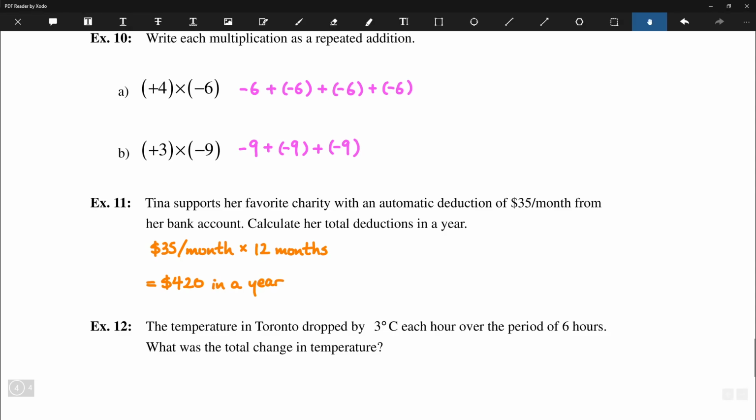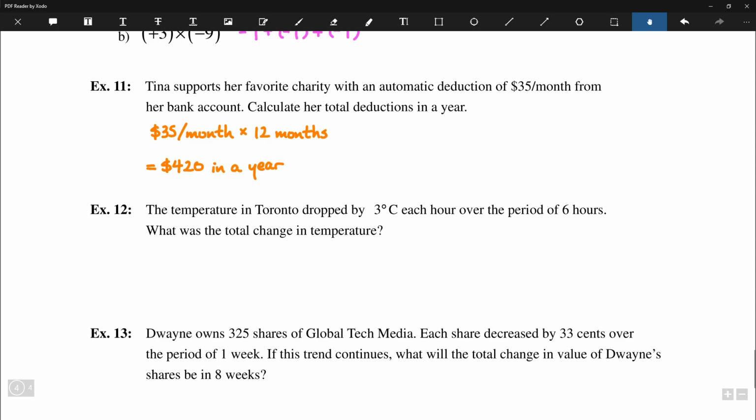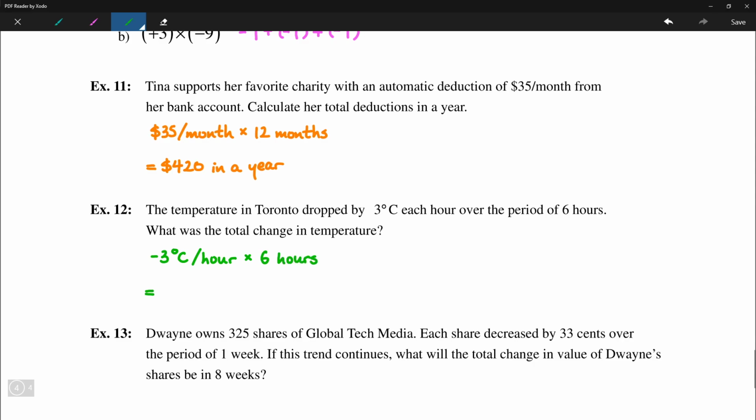Okay, the temperature in Toronto dropped by 3 degrees Celsius each hour over a period of 6 hours. What is the total change in temperature? Right, so in this case, -3 degrees per hour. And this trend continues for 6 hours. And this will give us a product of -18 degrees Celsius.